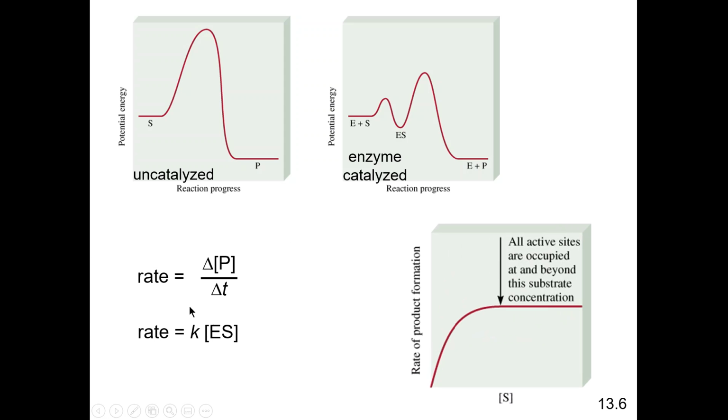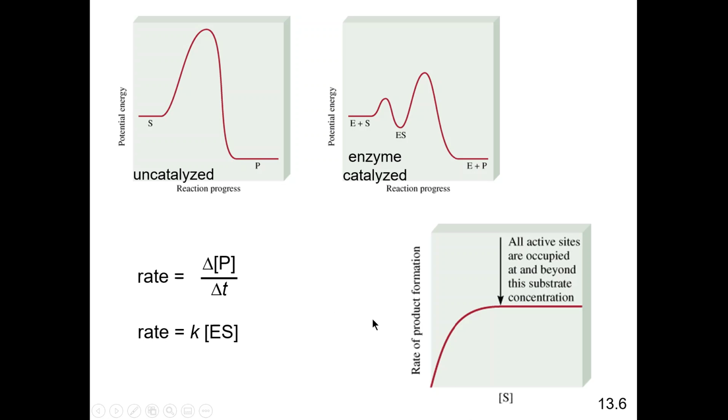Now, some kinetics here. The rate of the reaction, of course, can be measured by the rate of change of product over time. And we can express that as the rate is equal to k times the concentration of the enzyme substrate complex. We can say that because if you look at this here, this peak is higher than this, which tells us that the second step is slower than the first step. So therefore, the rate is equal to k times the concentration of the enzyme substrate complex, all right?